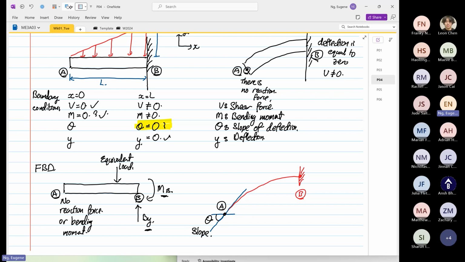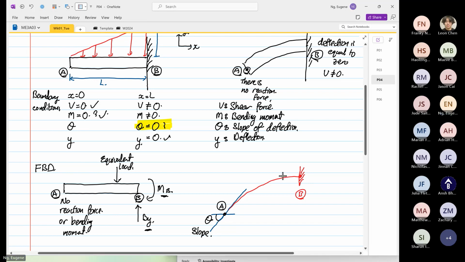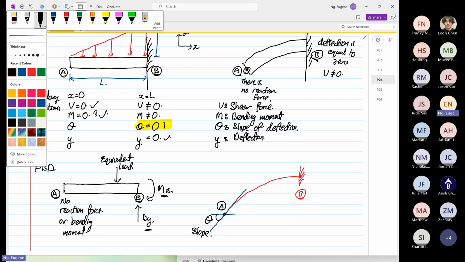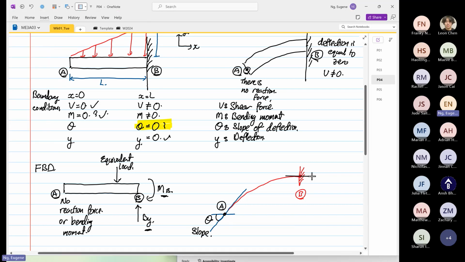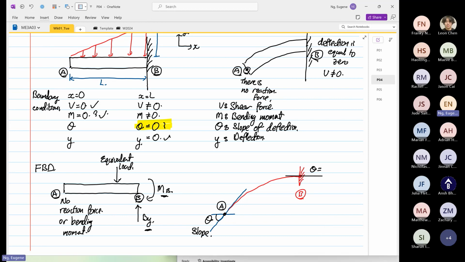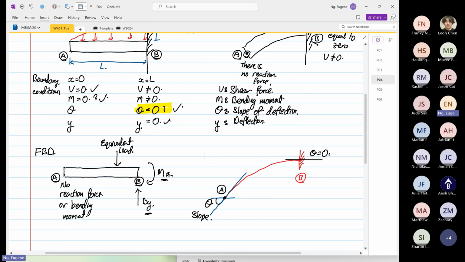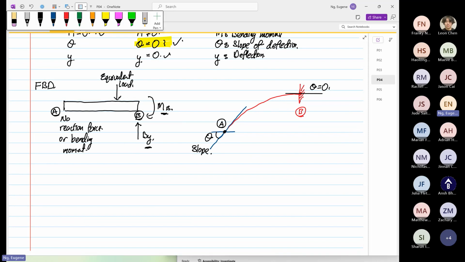And if you look at point B, if we were to draw a tangent, this is our tangent. Theta is equal to 0. That is why we know that theta is equal to 0 at point B. So this explains the boundary condition. So now, how does this elastic curve work? How does the elastic curve theory work?